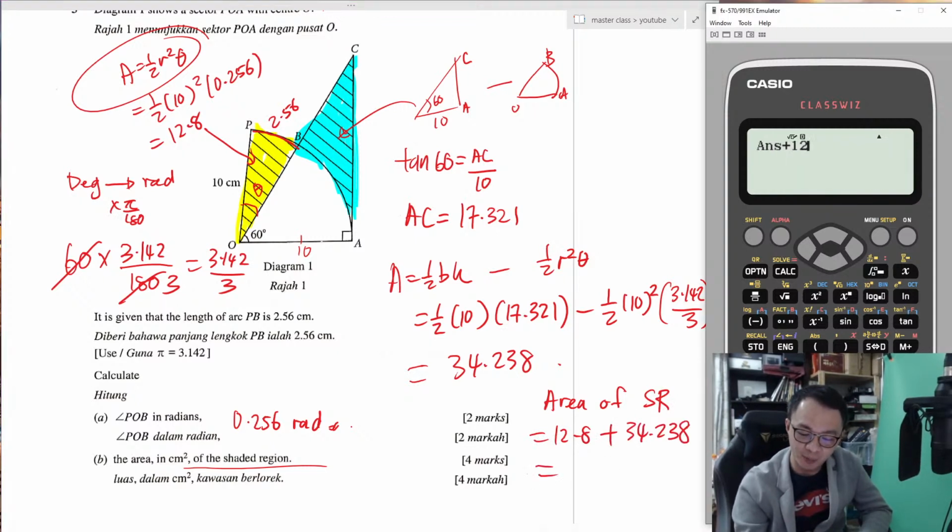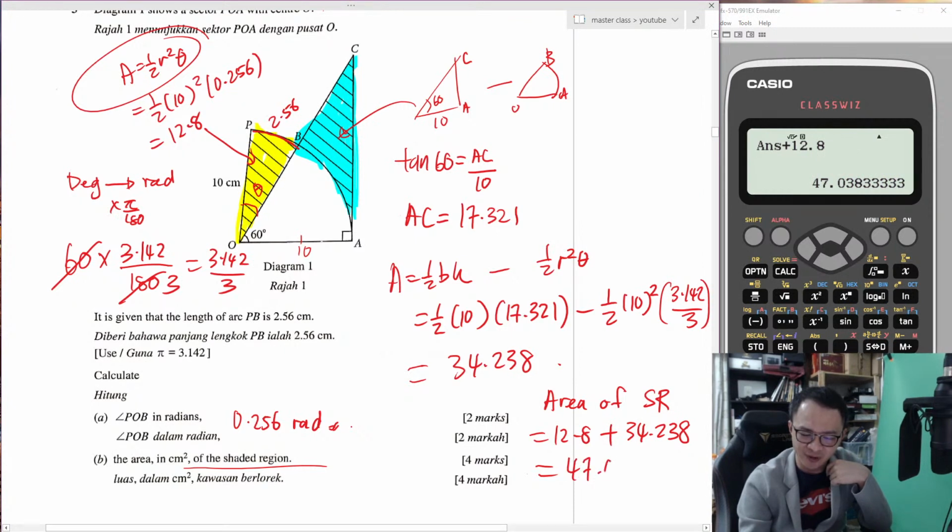So you can see how I type in the calculator. I straight away type plus because the calculator will automatically take my previous answer. So I no need to reinsert the 34.238. It's going to save you some time if you do it like this. So this is 47.04, which should be good, or 47.0238 also can. Two or three decimals should be good.